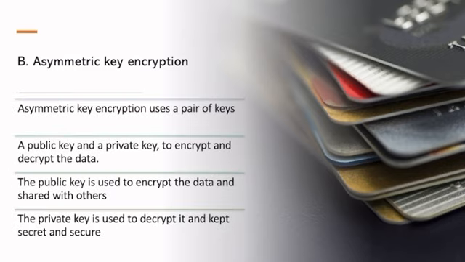Asymmetric key encryption uses a pair of keys, a public key and a private key, to encrypt and decrypt the data. The public key is used to encrypt the data and shared with others. The private key is used to decrypt it and kept secret and secure.